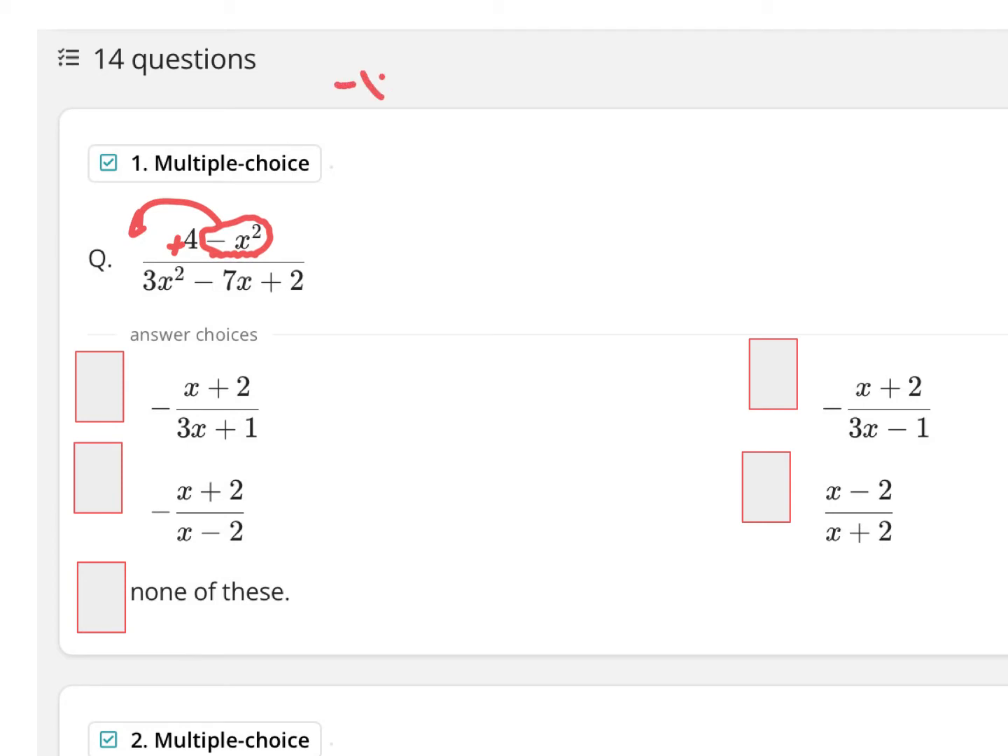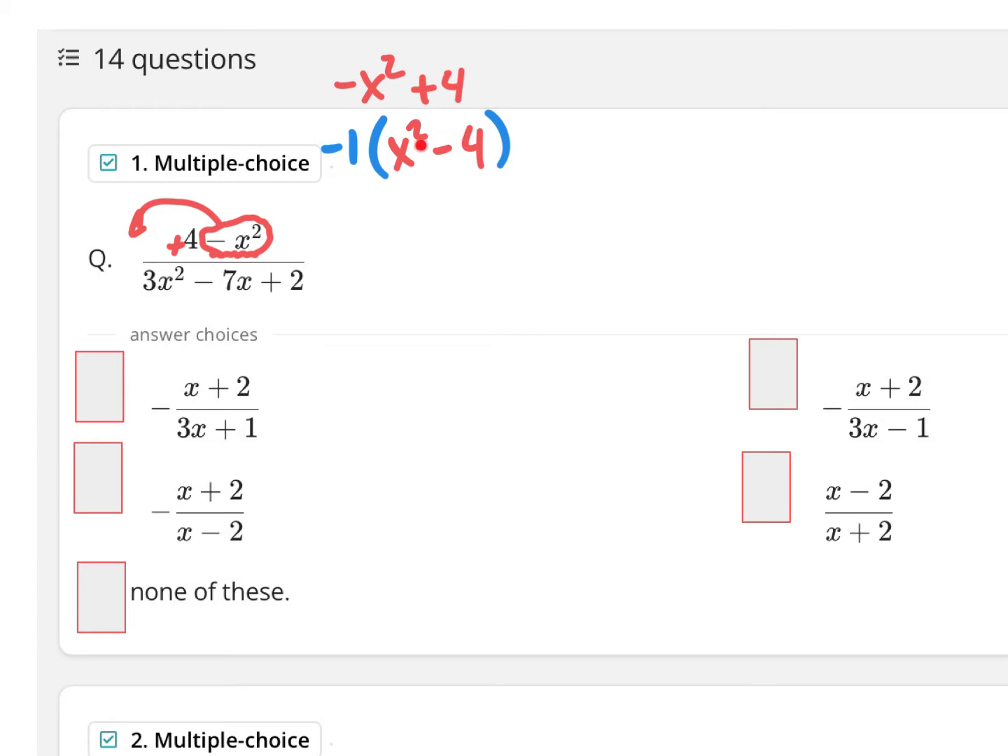I want to write it up here, negative x squared plus 4. Now the x squared is negative, and I'm used to having a positive x squared. So to make that a positive x squared, I'm going to factor out a negative 1. When I factor out a negative 1, I will now have a positive x squared, but with a minus 4 on the inside. Okay? Now, on the inside, we have x squared minus 4, which is a difference of 2 squares, right?